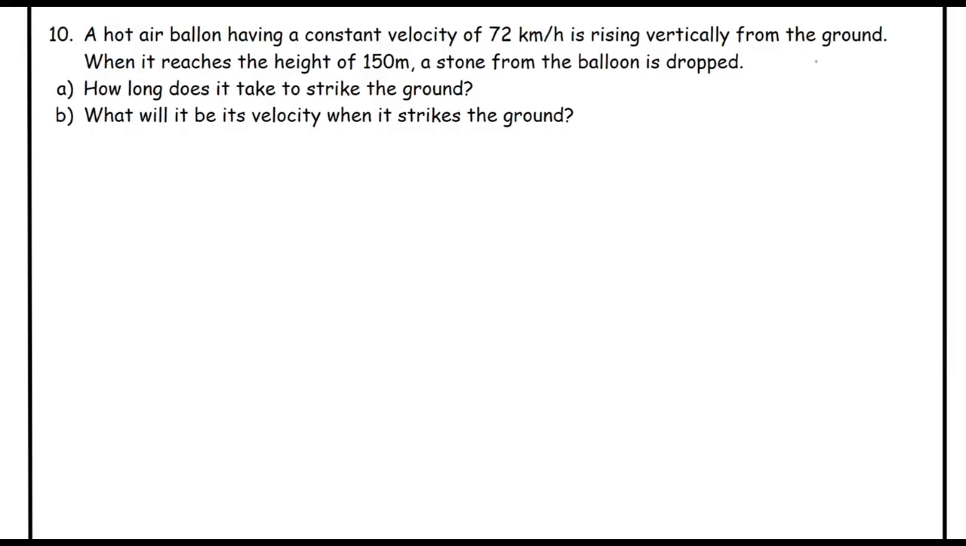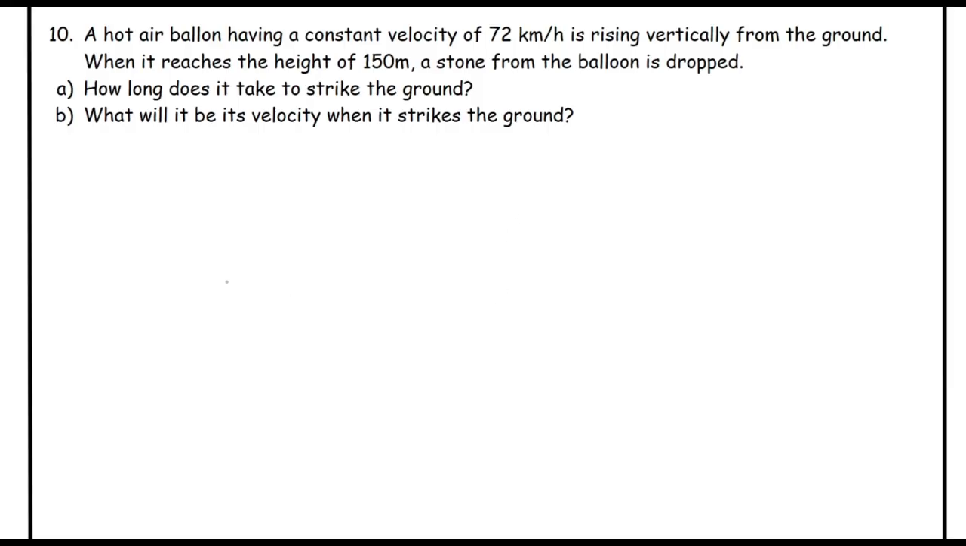The question today reads, a hot air balloon having a constant velocity of 72 kilometers per hour is rising vertically from the ground. When it reaches the height of 150 meters, a stone from the balloon is dropped. Question A. How long does it take to strike the ground? Question B. What will be its velocity when it strikes the ground? These are the two things we'll be looking for.